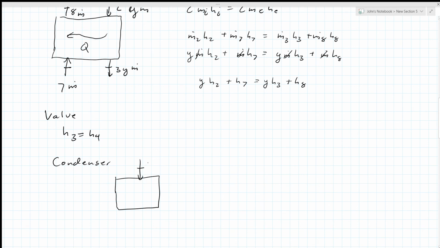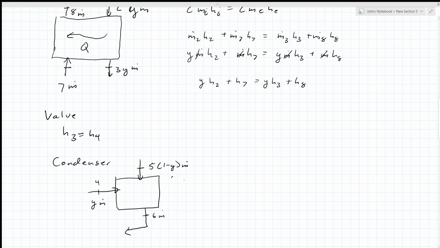State point 5 comes in at (1 minus y) m dot. State point 4 comes in at y m dot. And all the water is combined and leaves here at state point 6, which is just m dot.